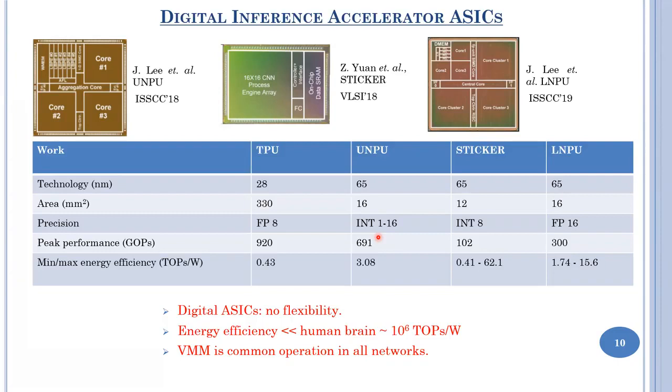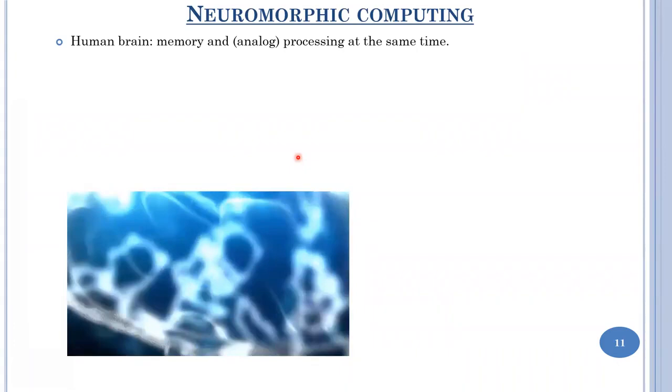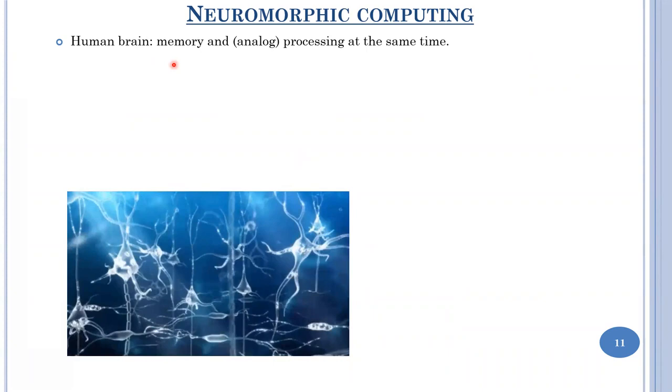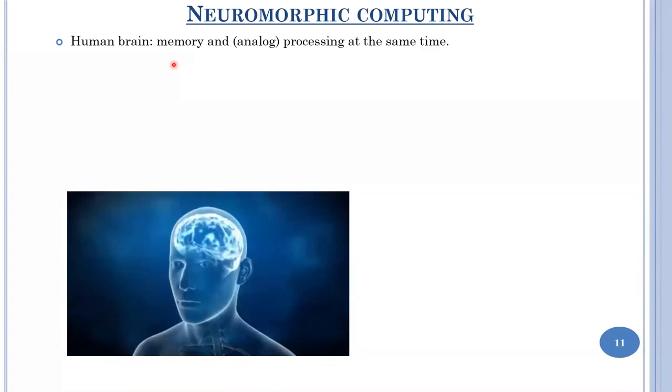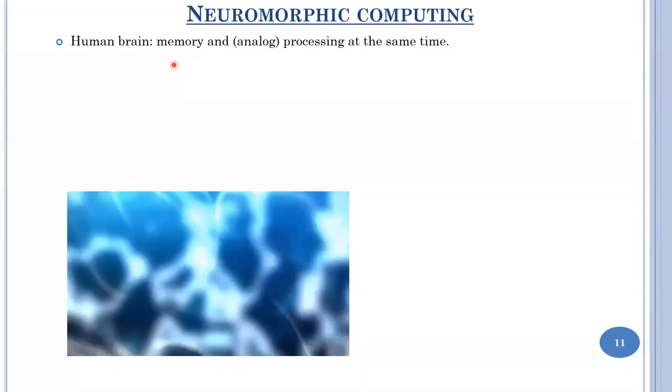So now with all this information, let me talk about neuromorphic computing. In our human brain, memory and processing are not two separate blocks, but they are coincident. Memory and processing are happening at the same place at the same time. As you are going through this talk, you are also able to process it, and you're also able to retain some parts of it in your memory.